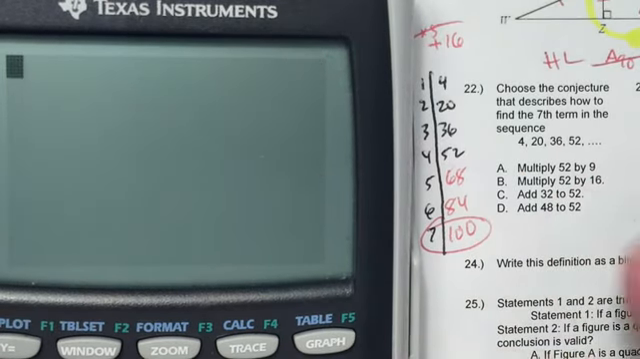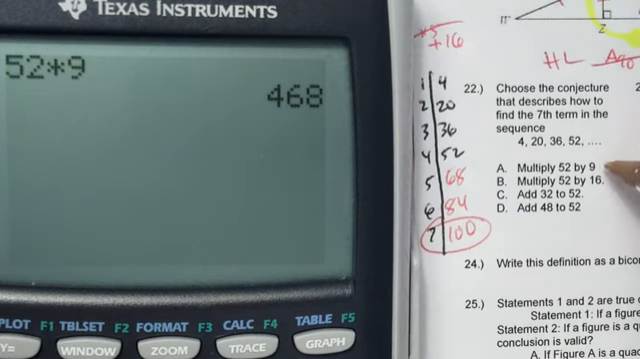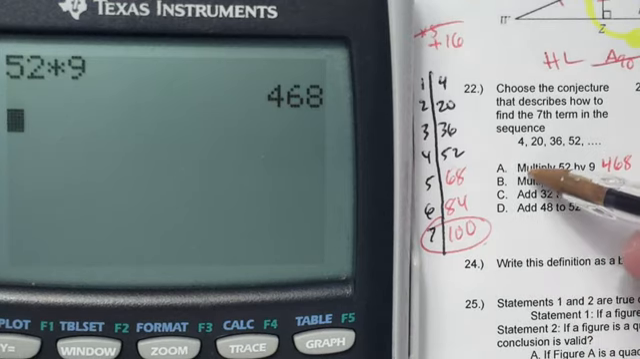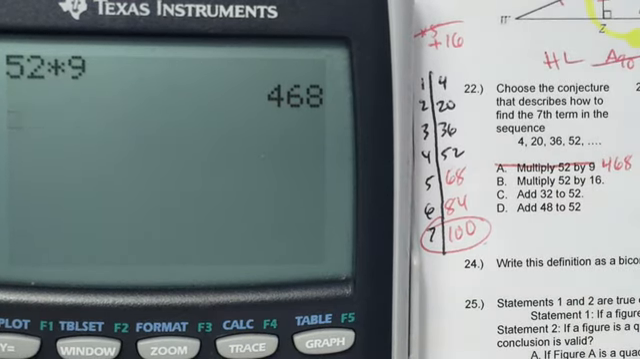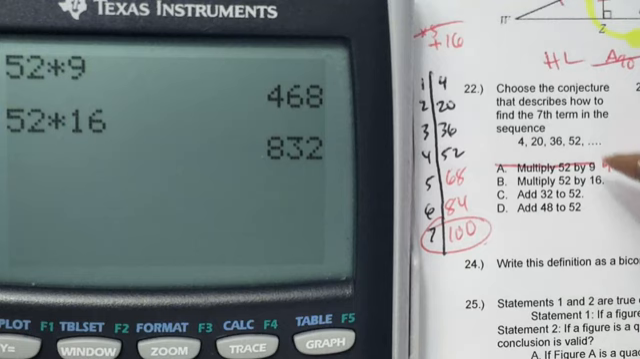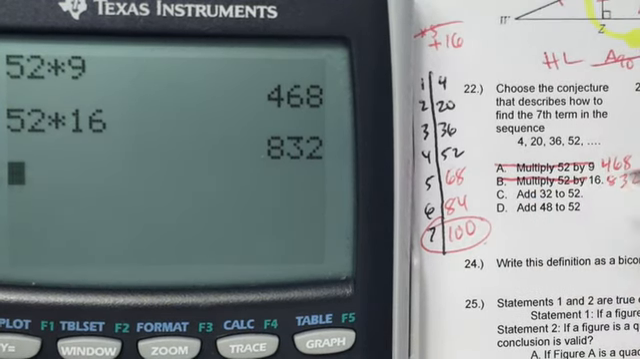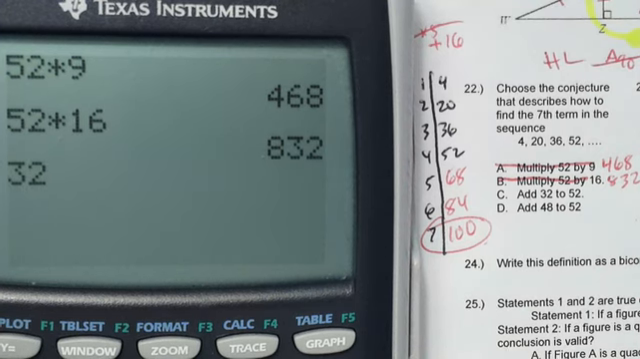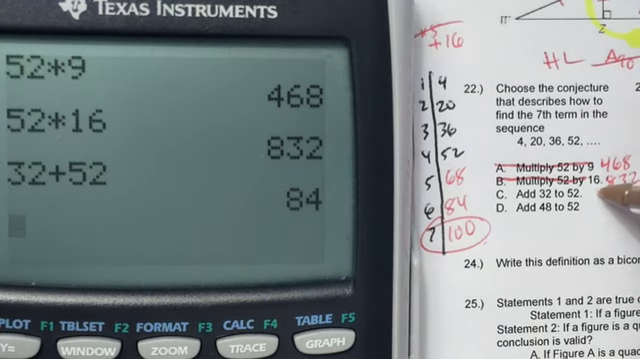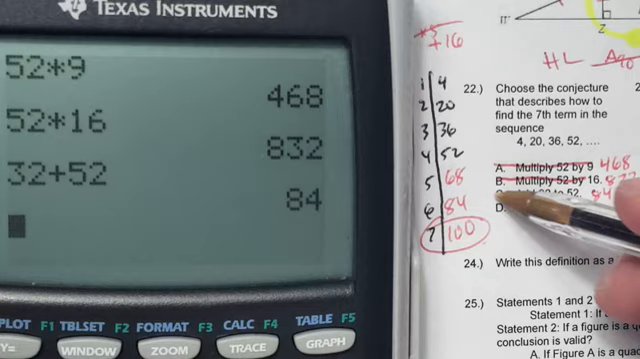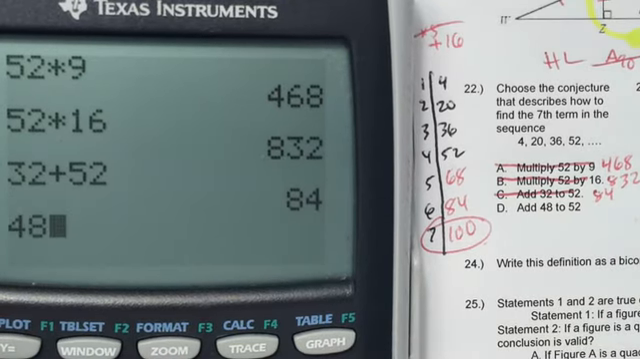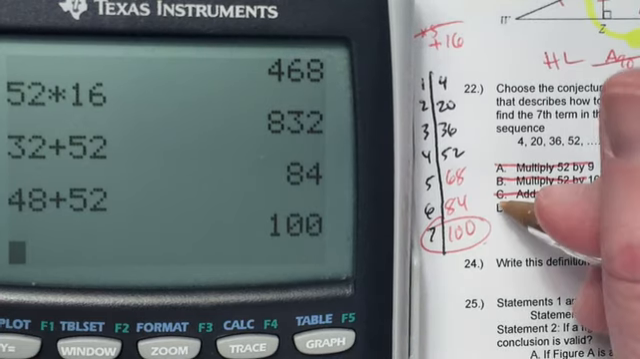So let's see which one of these work. 52 multiplied by 9, I get 468. Is that what I want? No, I wanted 100, so that doesn't work. Okay, 52 times 16. Nope, that's 832. I want 100, so that doesn't work. 32, add that to 52. I get 84. Nope, I wanted 100. And then 48 plus 52. There we go. We get 100. That's the thing I wanted.